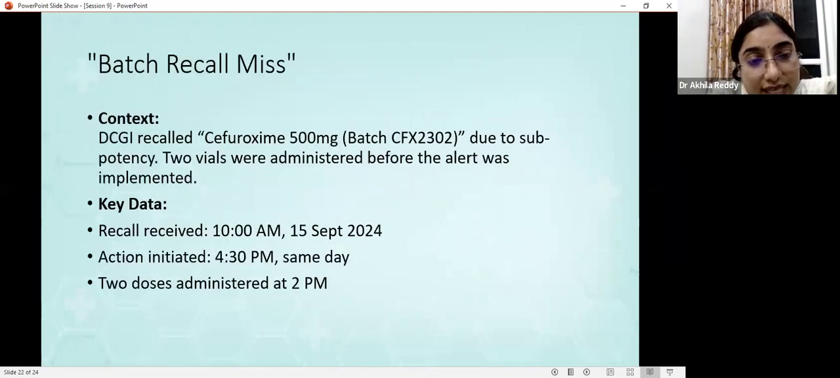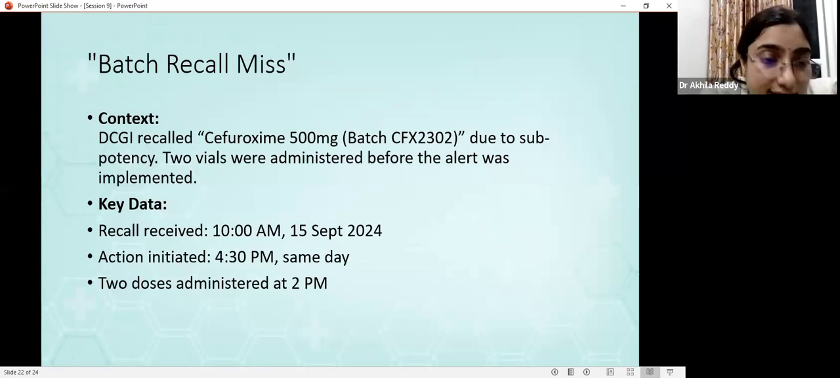See, this is one of the things I can say: batch recall miss. DCGI recalled cefuroxime 500 mg, batch CFX 2302, due to subpotency. 2 vials were administered before the alert was implemented. Here the recall was received at 10 a.m. on 15 September 24. Action was initiated at 4:30 p.m. the same day. 2 doses were administered at 2 p.m.